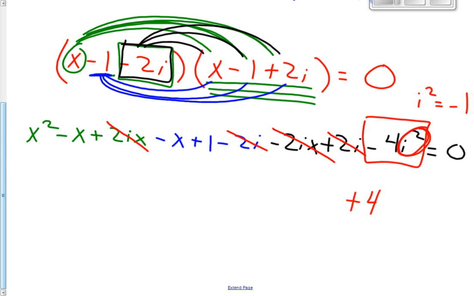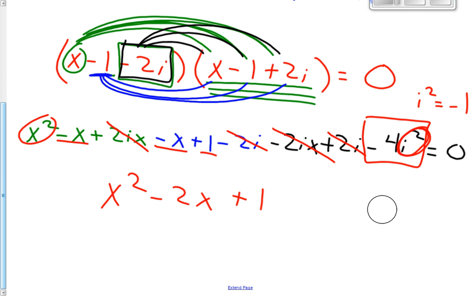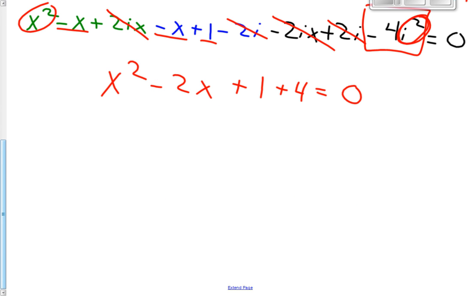So we have an x squared term right here. We have a negative x and a negative x to make it negative 2x. And then we have this positive 1 and this positive 4. That equals 0. Whew! So our final answer in standard form, x squared minus 2x plus 5 equals 0. And there's our answer for problem number 7. x squared minus 2x plus 5 equals 0.